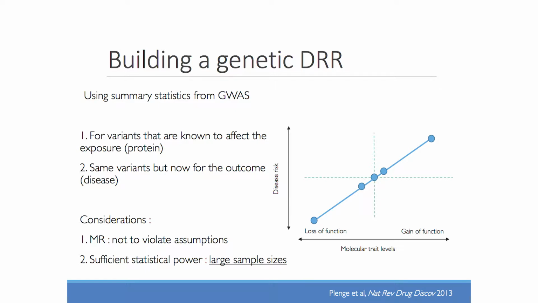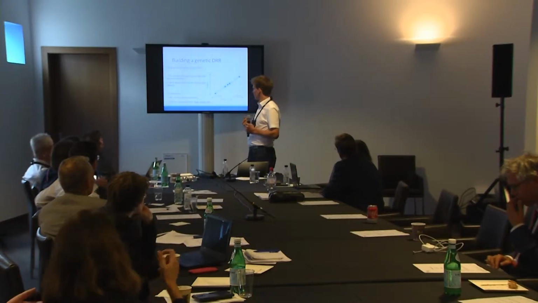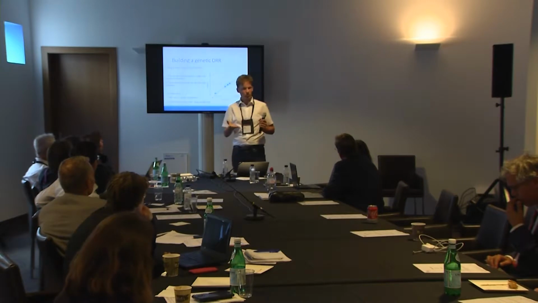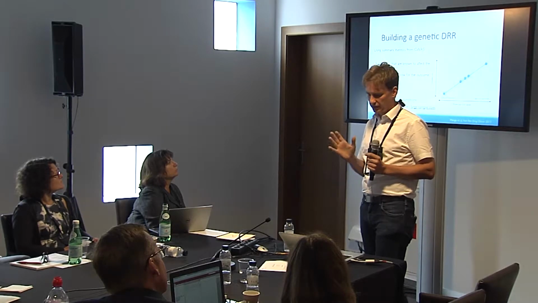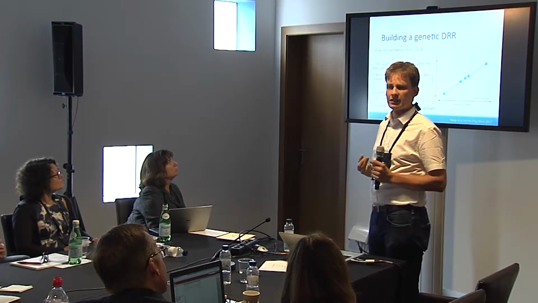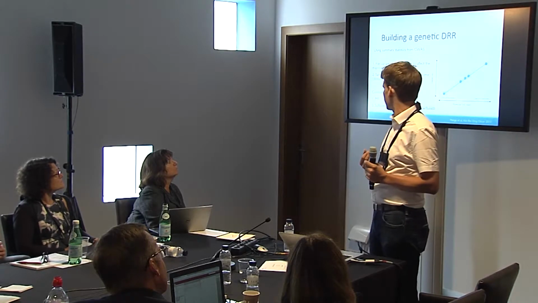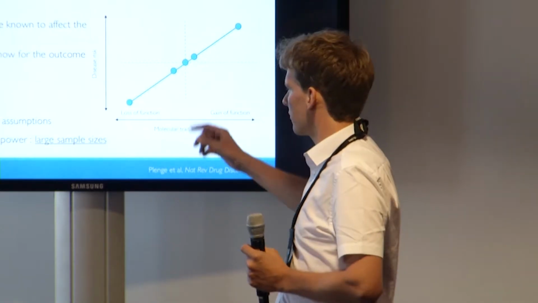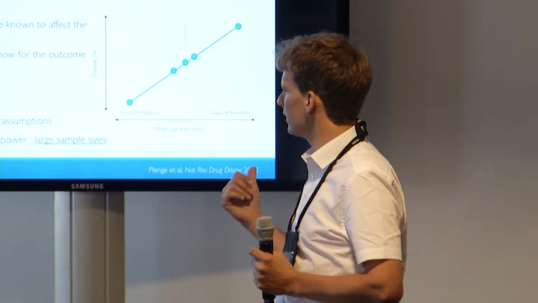Right. So how do you build a genetic dose response curve? For example, to do your Mendelian randomization analysis. You use, as I said, the summary statistics from GWAS. You simply need the summary statistics for your exposure, so your protein, being CRP, IL-6, and so on, and summary statistics for the disease you're interested in. And then you can build this graph, the response curve, as you see on the right.